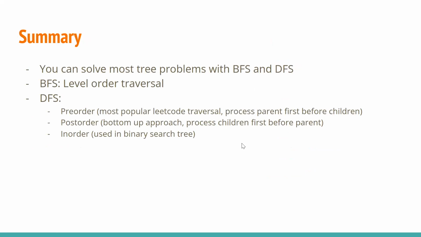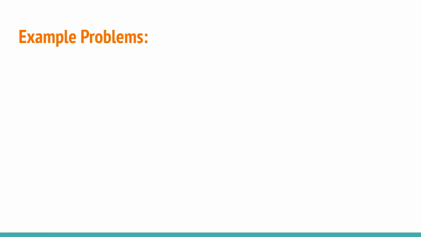So summary, you can solve most tree problems with BFS and DFS. DFS is a lot more popular. Under that, we have preorder, postorder, inorder, and I already demonstrated how each of those can be used to solve problems and when to recognize them. So yeah, any questions? We're at the end of the workshop, I guess. Go for it. Oh, no, I don't have one.